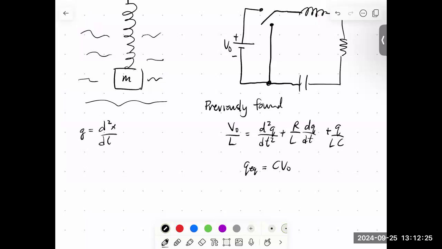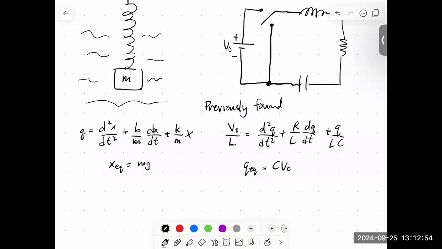Okay, we did the same thing for the mass on the spring, and we found an analogous differential equation that looked like this, where M is the mass, K is the stiffness of the spring, X is just the position of the mass, and B was this drag coefficient. So it's sort of analogous to the resistance in an LRC circuit. And then we could do the same thing. We could find X equilibrium was equal to mg over K.